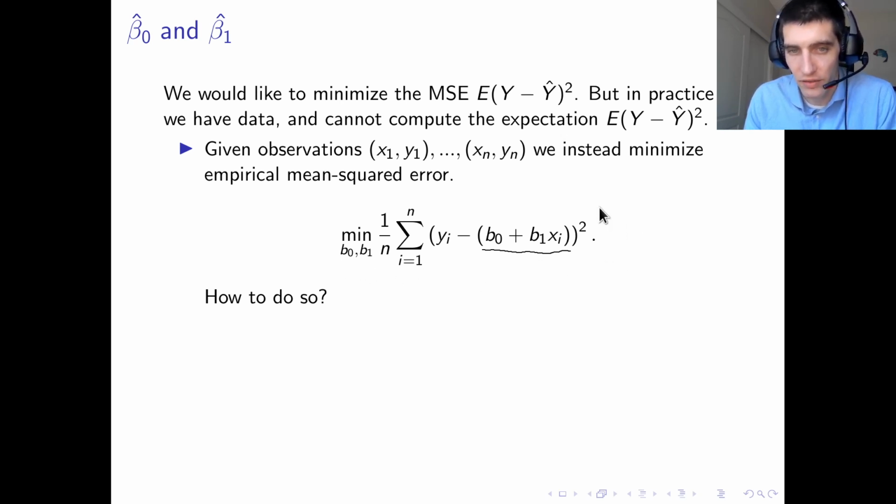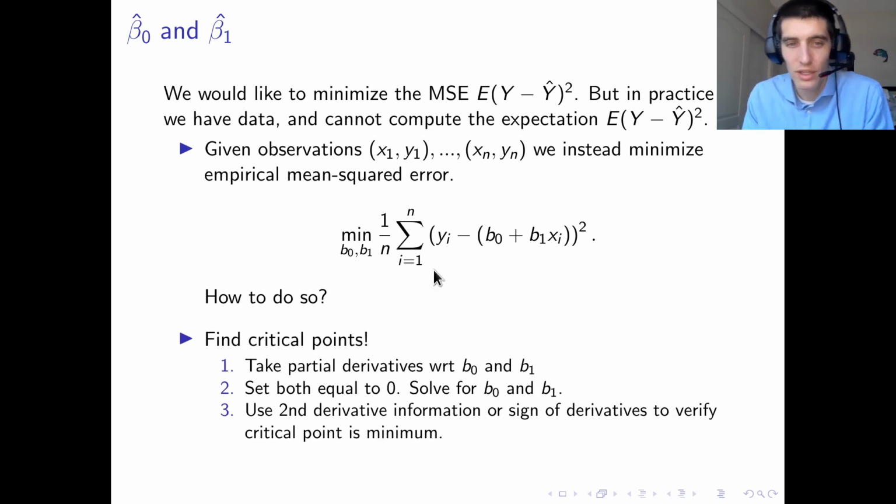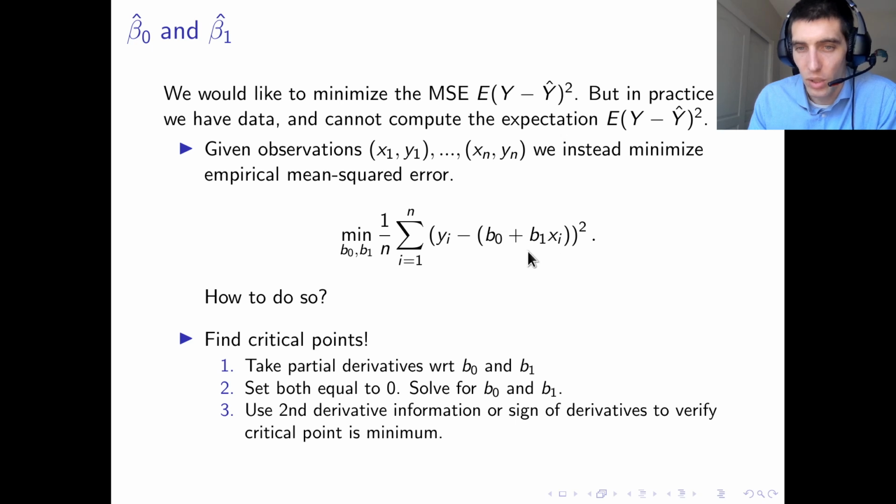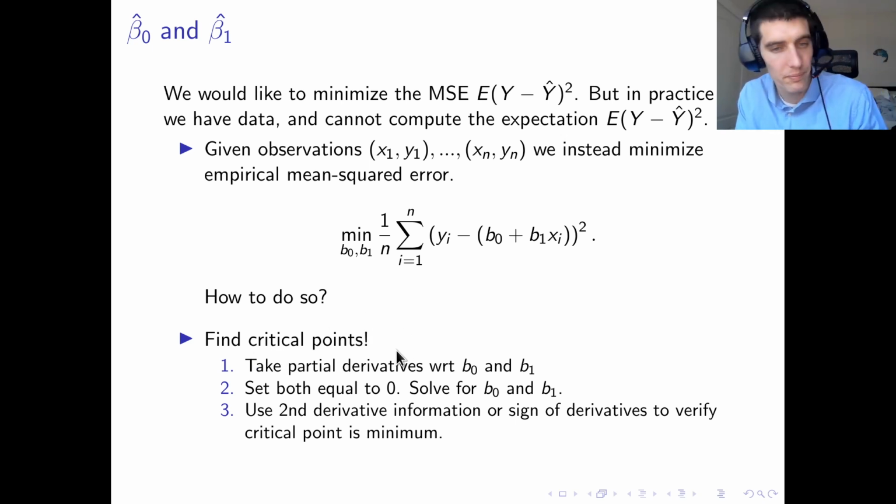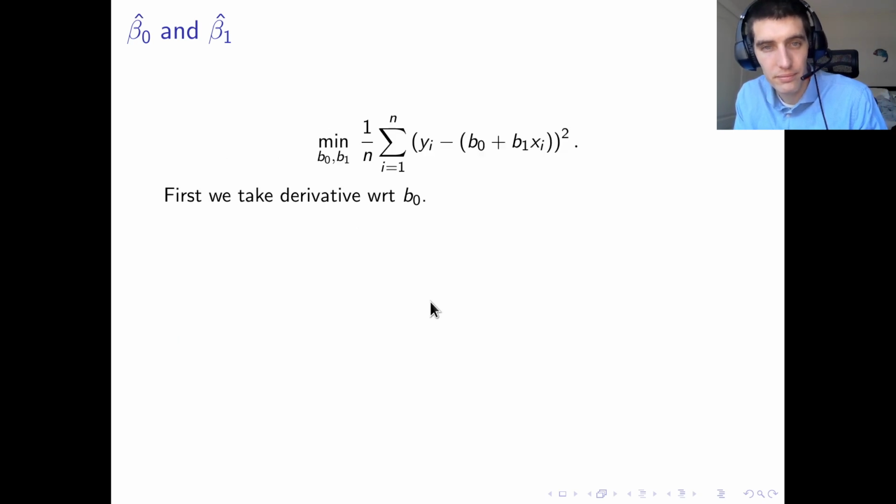Well, we're minimizing a function. It is a square, and square functions are smooth. We are going to find some critical points by taking some derivatives. So we're going to take partial derivatives with respect to b0 and b1, set them equal to 0, and solve. Then we can use second derivative information to verify that the critical point we found, also called a stationary point, is indeed a minimum. So let's do it.